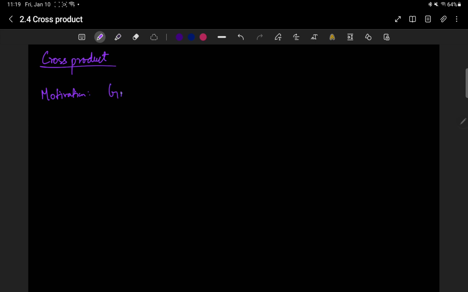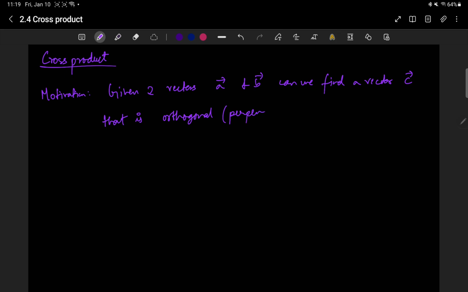The motivation is, given two vectors A and B, can we find a vector C that is orthogonal, that is 90 degrees, or perpendicular to both the vectors? Now that's not possible in 2 dimensions, but it is possible in 3 dimensions.